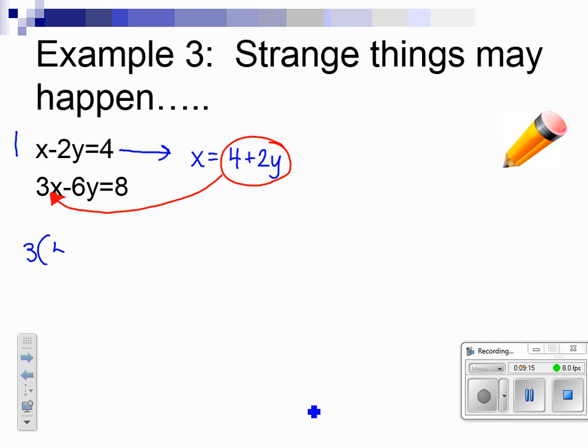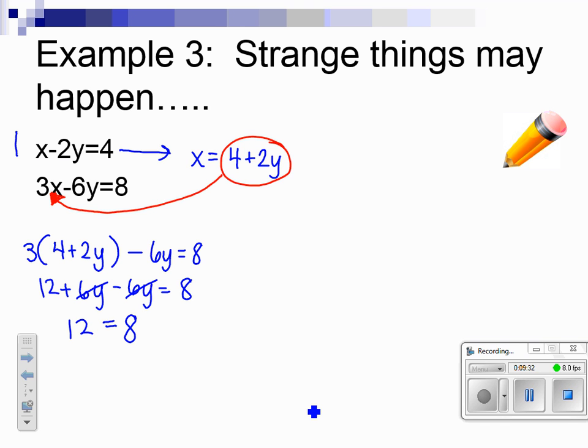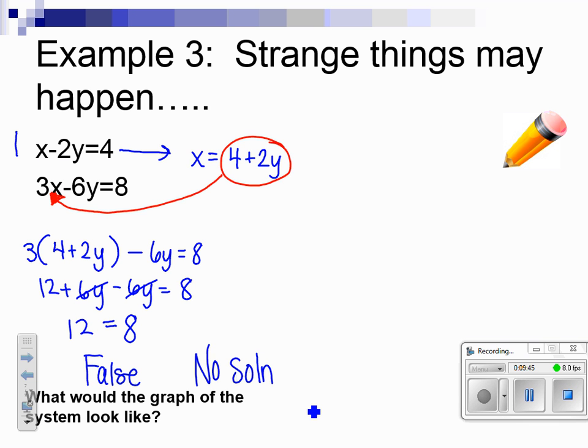So it's 3 times (4 plus 2y) minus 6y equals 8. 12 plus 6y minus 6y equals 8. The 6y and negative 6y cancel. 12 equals 8. Is that true or false? That's definitely false. 12 does not equal 8. So when this happens, the answer is no solution. What do we know about this graph? What would it look like if we have no solution? It will be parallel lines. They will never touch or cross. Okay?